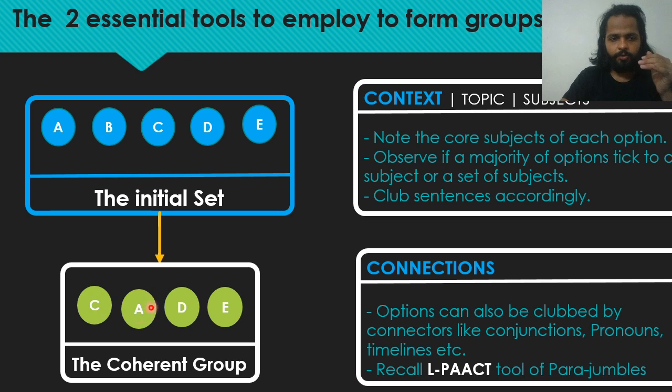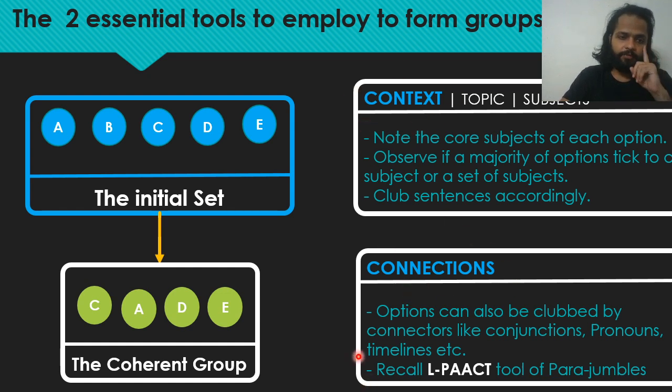If there's a pronoun in A that refers back to an antecedent in C, that could be a clue. If there is a conjunction in D that totally makes sense with the way sentence A ends, that could be a clue again, right? So two C's: one is context, the other is connections.